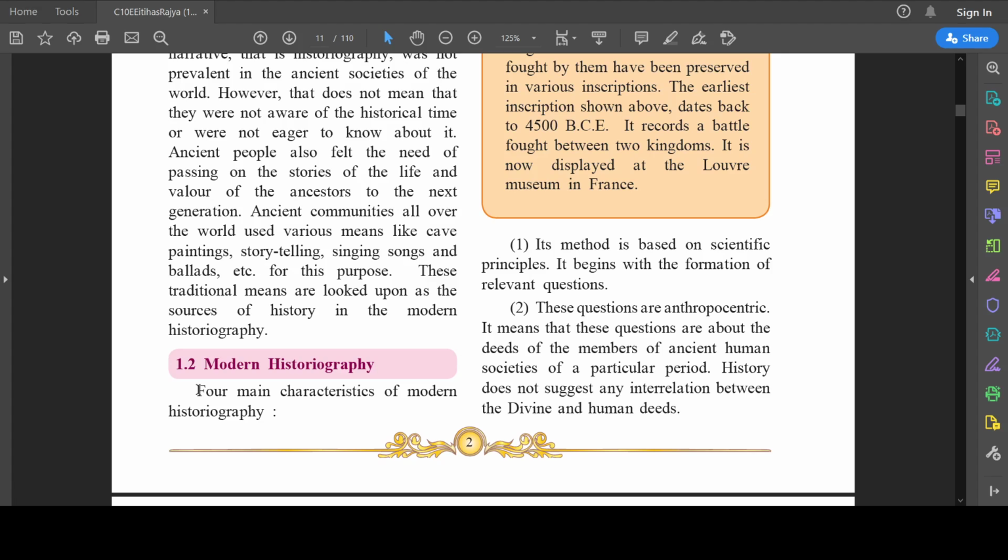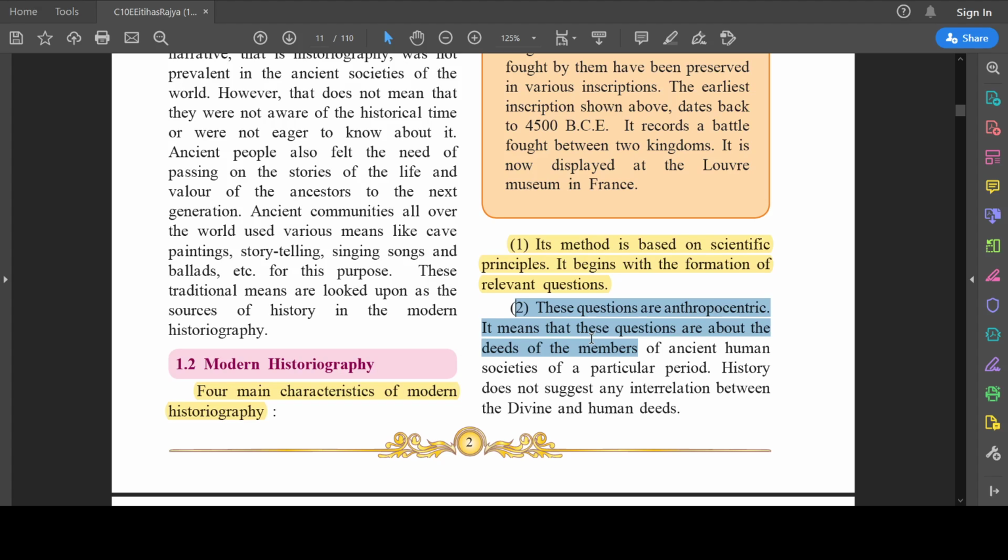So your answer starts as an introduction. The 4 main characteristics of modern historiography, after that write, are as follows. Same page, see the right hand side, it's already given point wise. Its method is based on, so this is the intro. Then the first point, its method is based on scientific principles. It begins with the formation of relevant questions. Second point, these questions are anthropocentric.